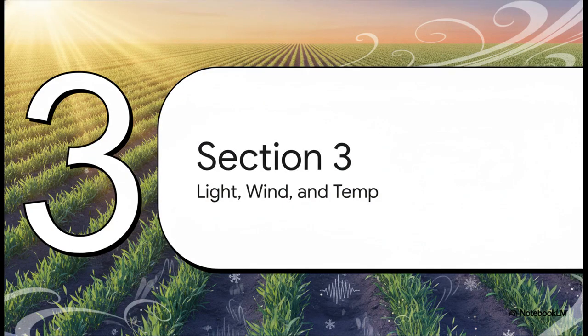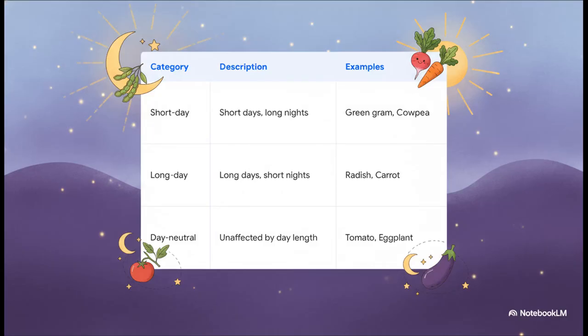Section 3, light, wind, and temperature. Let's start with photoperiodism. It's essentially how a plant responds to the duration of light and dark. We divide crops into 3 distinct categories. First, short-day plants. These require short days and extended nights to trigger flowering. Think green gram and cowpea. Conversely, long-day plants, like radishes and carrots, need much longer daylight hours to thrive. And then you have day-neutral plants, such as tomatoes and eggplants. For them, flowering is completely unaffected by day length.